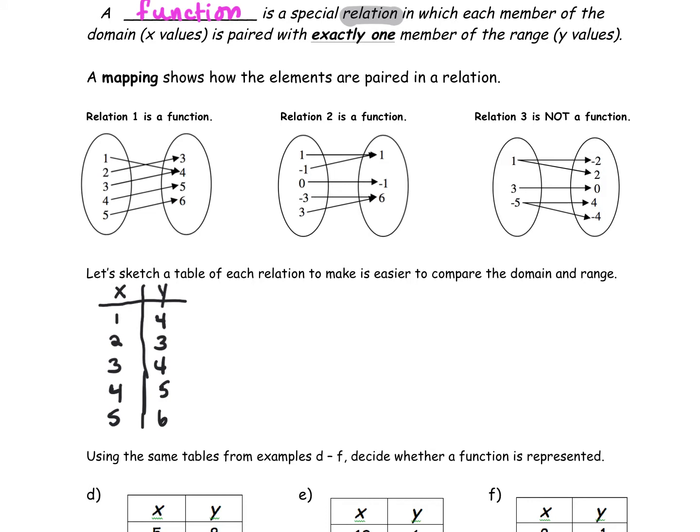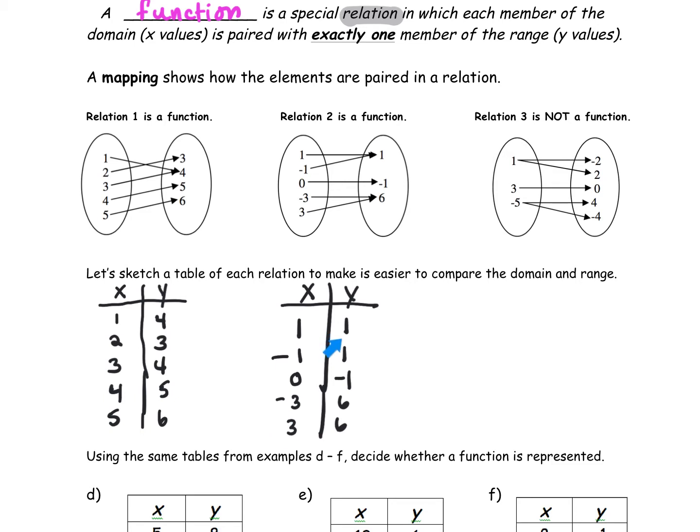So let's go ahead and sketch a table for relation number 2, which they're telling us is also a function. So 1 is matched up with 1. Negative 1 points also to 1. 0 points to negative 1. Negative 3 points to 6. And positive 3 also points to 6. So if I look at this, it might look like these x values are doubled, but they're not because they're opposite. So each of these x values, the domain values, are unique.